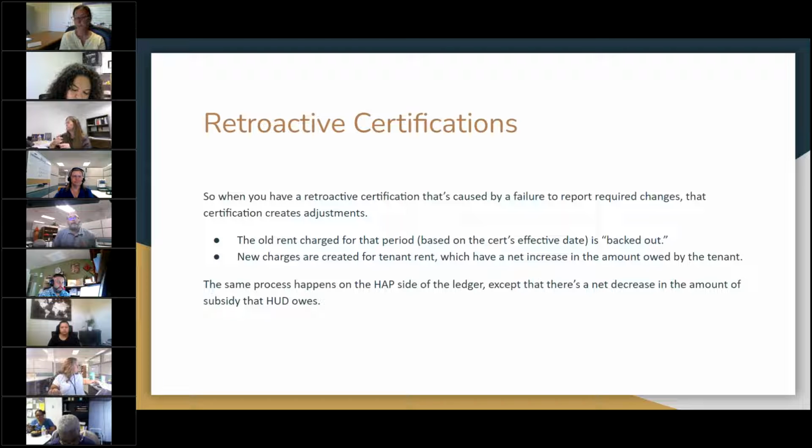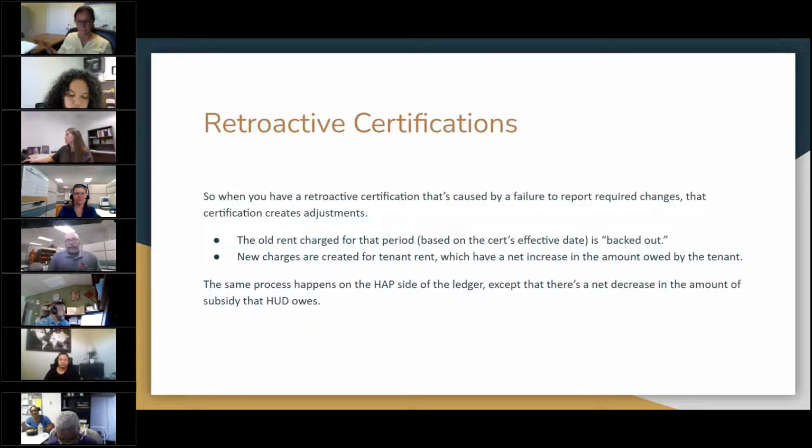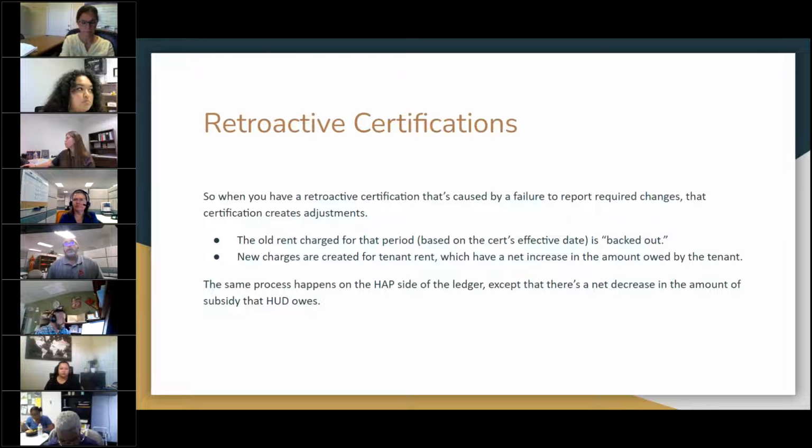Repayment agreements also involve retroactive certifications, retroactive certifications being anything that goes back to a time period that was already posted. So when you have a retroactive cert that's caused by failure to report, and that's the key part, right? It's the resident's failure to report either a new income source or an increase that they were required to report.